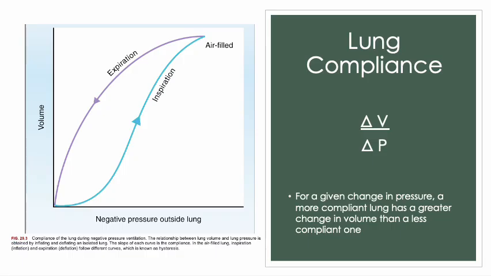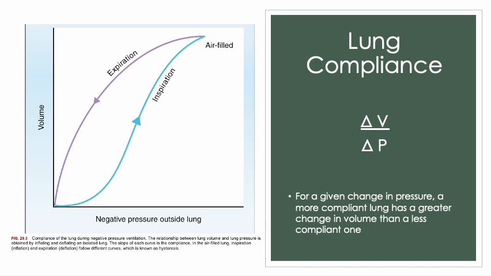So let's define lung compliance. Lung compliance is defined as a change in volume divided by the change in pressure. And it's important to note that compliance changes as lung volumes change. Said another way, compliance is volume dependent. And figure 29.3 here shows the lung is less compliant at both low and very high lung volumes.